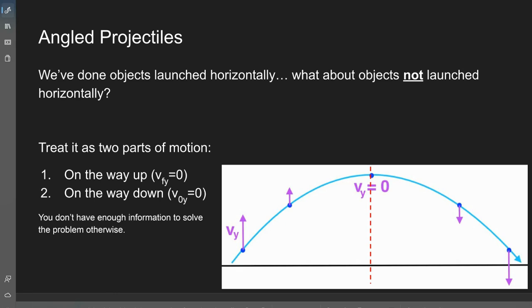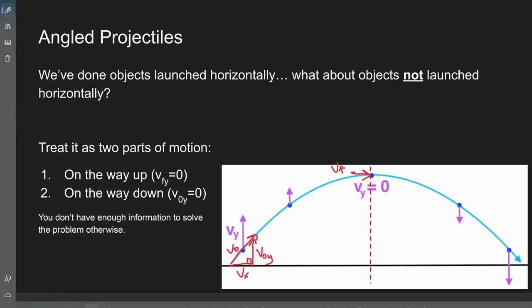So on the way up, we start with an initial velocity, which means we can break that down into our components of initial velocity in the y and our velocity in the x there. But then when we finish, our velocity is completely horizontal. So this would just be v final.